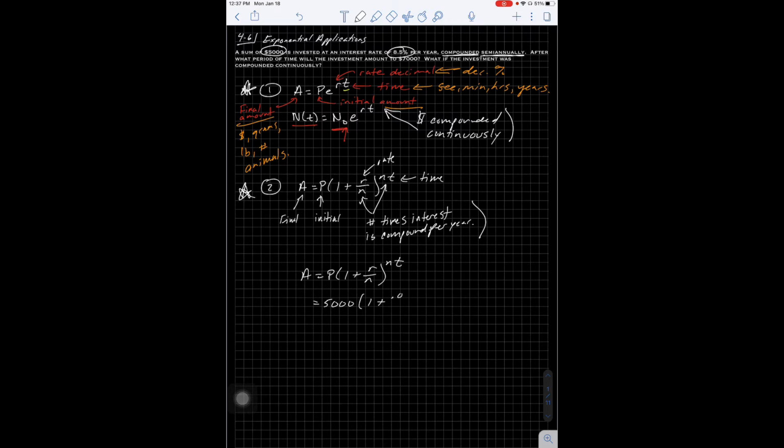That's 0.085. Move the decimal 2 to the left. It's compounded semi-annually. So n is going to be 2. This is also a 2. And then it says, after what period of time? So the question is asking about time, which means t is my unknown.